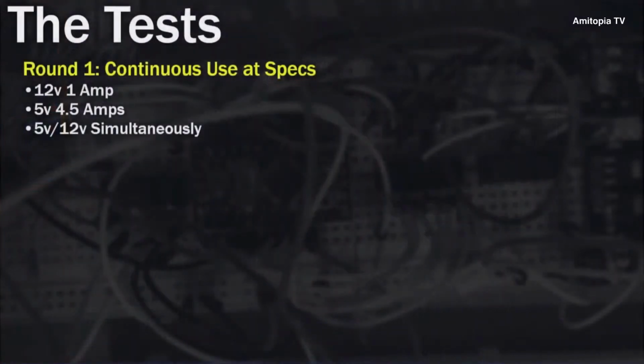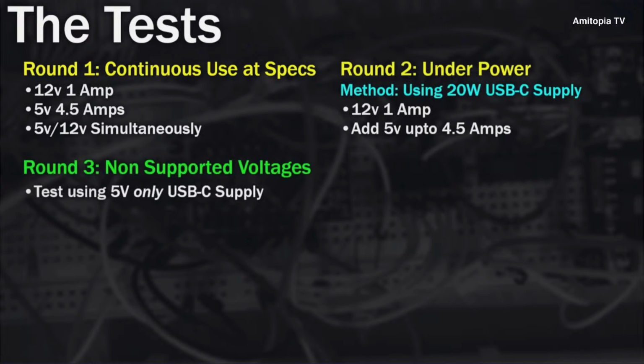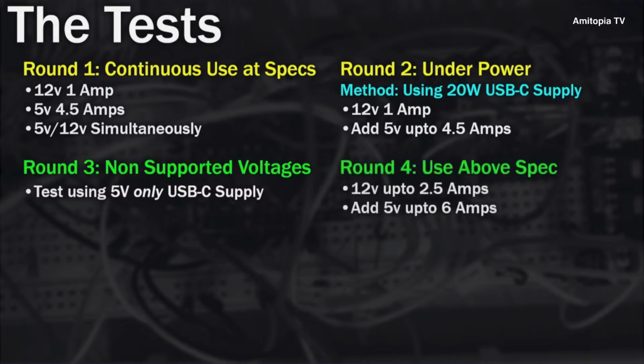However, let's see how it'll stand up to a fight. We'll test the device can actually deliver the specification on the PowerShark website using a good USB-C power supply. Next, we'll use a less powerful USB-C supply and try to overload it and see what happens. After that, we'll try using a USB-C power supply that can't deliver 12 volts. In round 4, we'll push the PowerShark hard and see how far beyond spec I can take it.